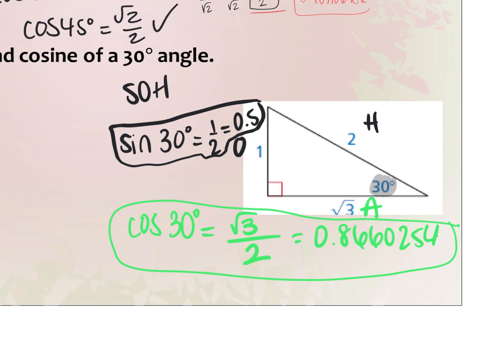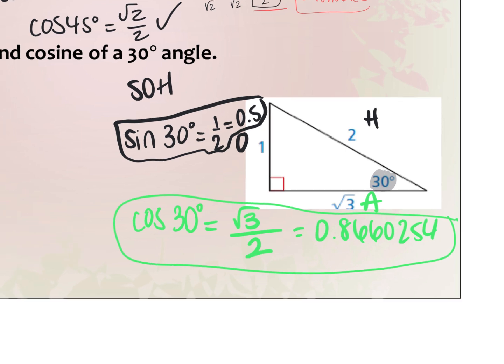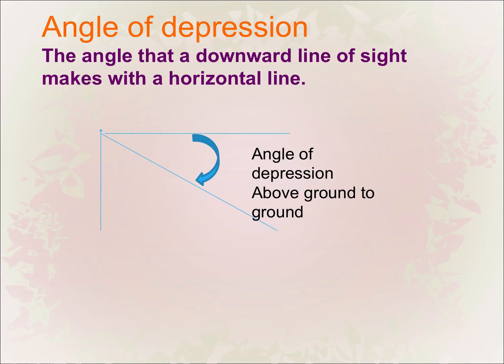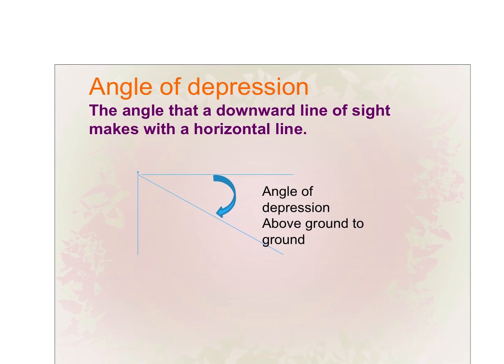Any questions on this example? Make sure you set a timer. Okay. Is the next slide elevation? Bingo. Or depression. Perfect.